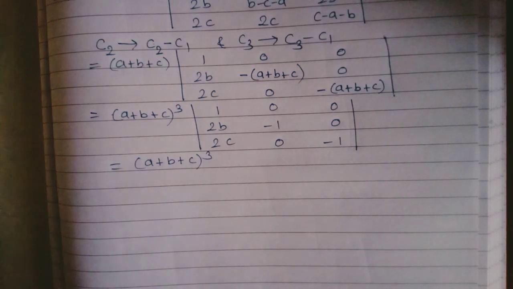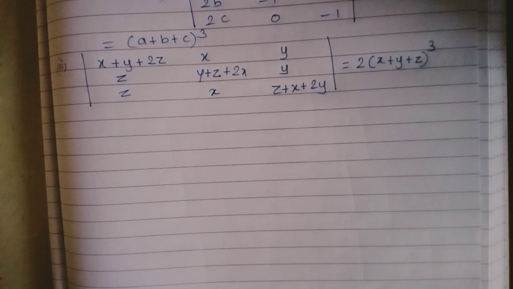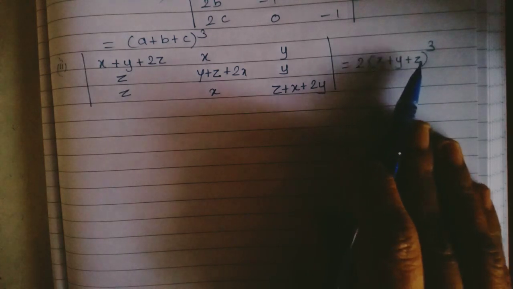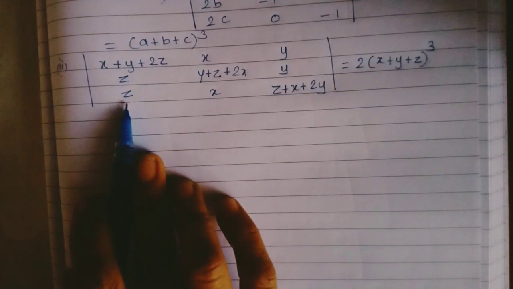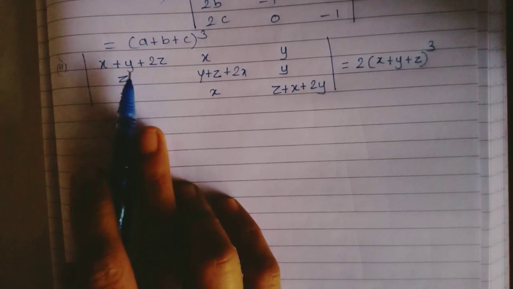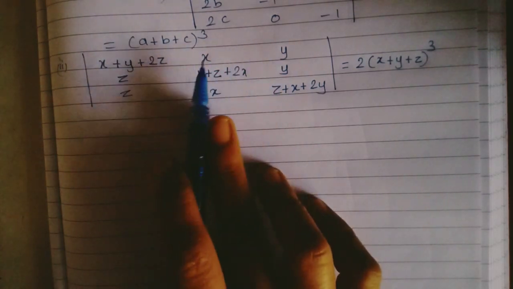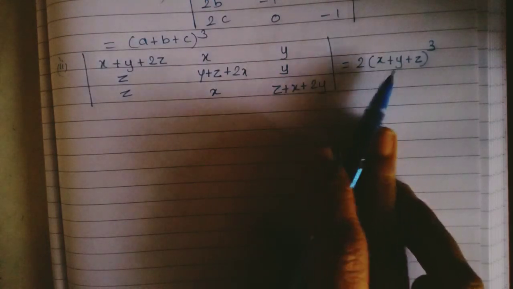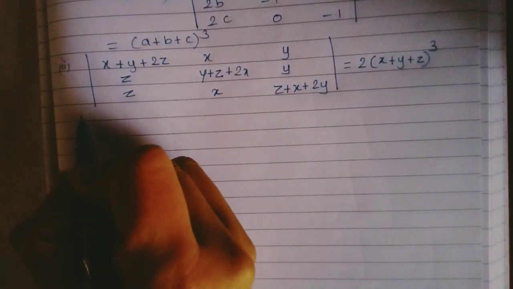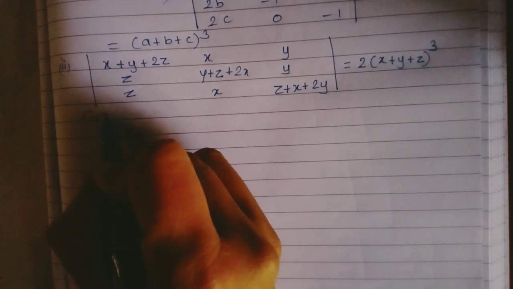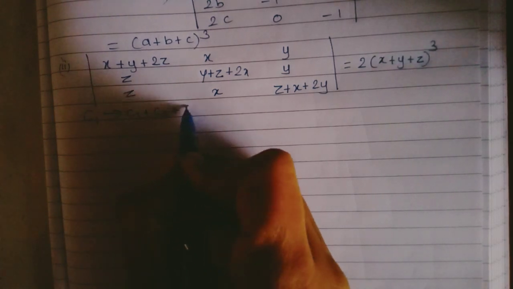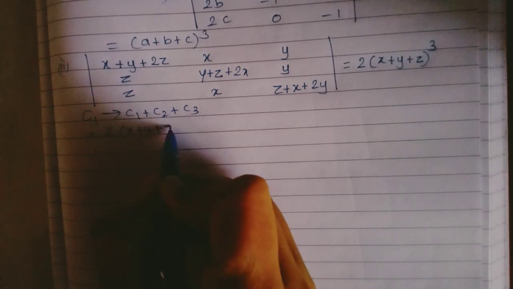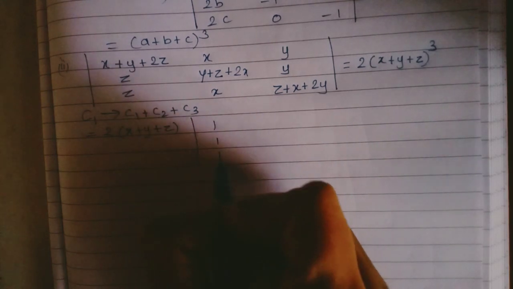Second sub question. Here also you have to take out x plus y plus z, but here if you add r1 plus r2 plus r3, you will get here 2z, right? So if you add c1 plus c2 plus c3, you will get 2 times x, 2 times y, and 2 times z, so that you can take out x plus y plus z. So operating on c1, that is c1 plus c2 plus c3, I'll directly write outside x plus y plus z, and inside I'll get 1 1 1.